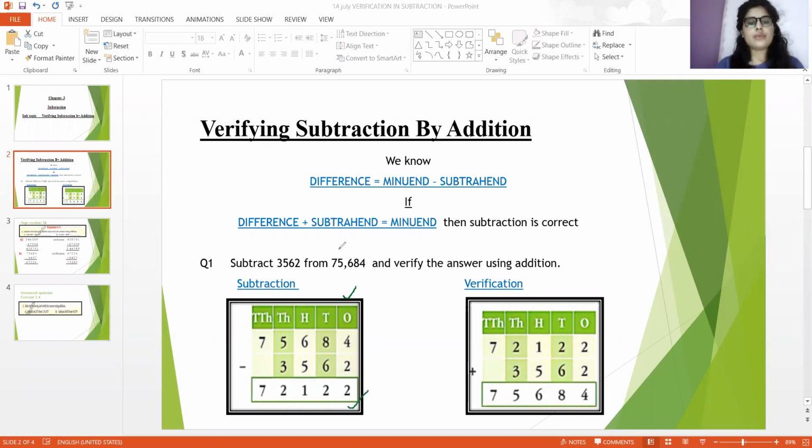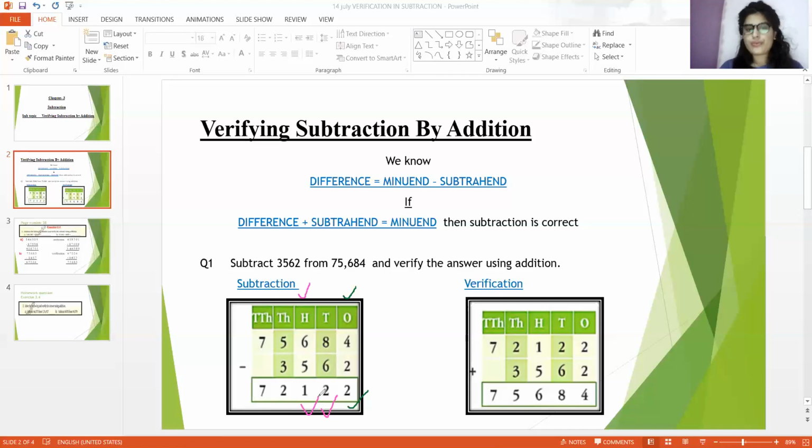Now the tens place. I can see I have 8 in the first number and 6 in the next number. Take away 6 from 8, again 2. So I will write again 2 here. Now the hundreds place. The first number has 6 and the next number has 5. Take away 5 from 6, and I am left with only 1. So I will write 1 here.